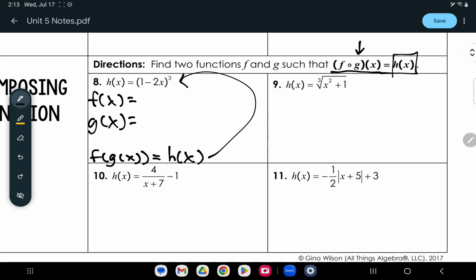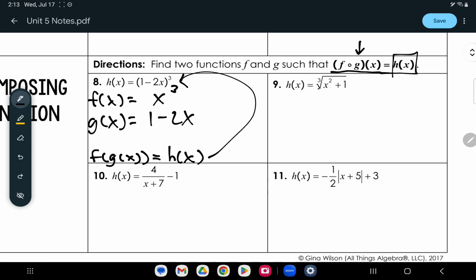So there's a couple ways to think about things. I see things as like an outer shell and an inner shell. So to me, for this first example here, the outer shell is I have something in parentheses all raised to the third power. So that's my outer shell. And the inner shell is what's in the parentheses, 1 minus 2x. And that's the way I see it.